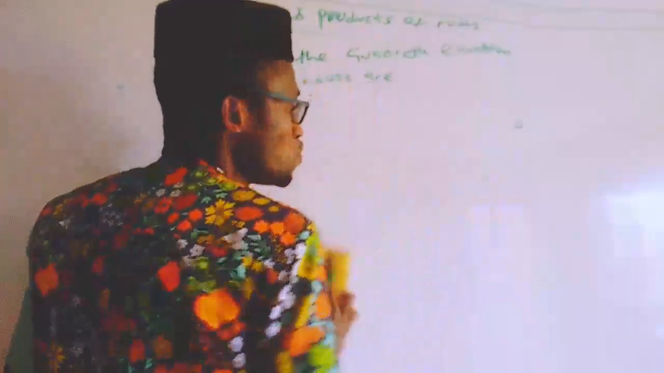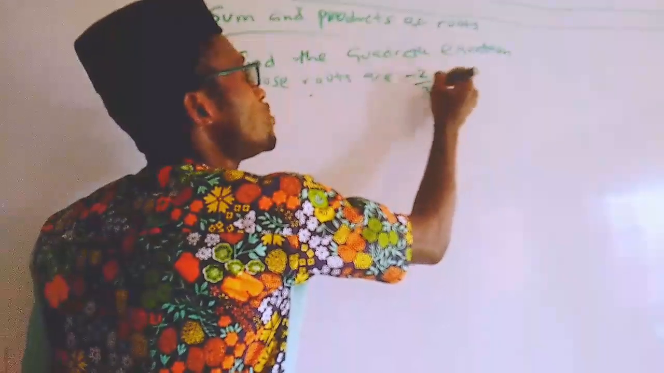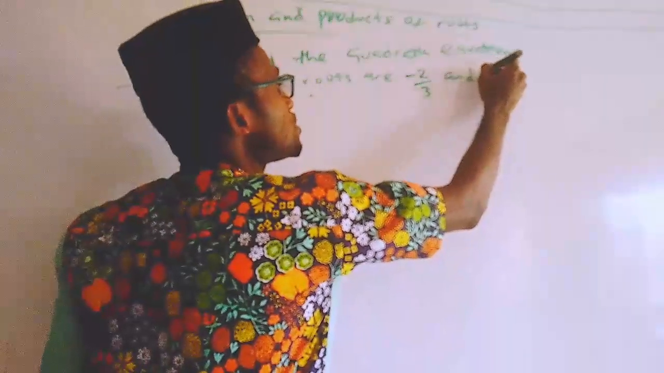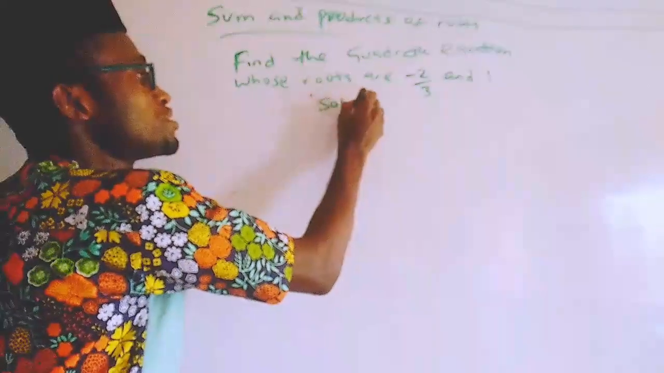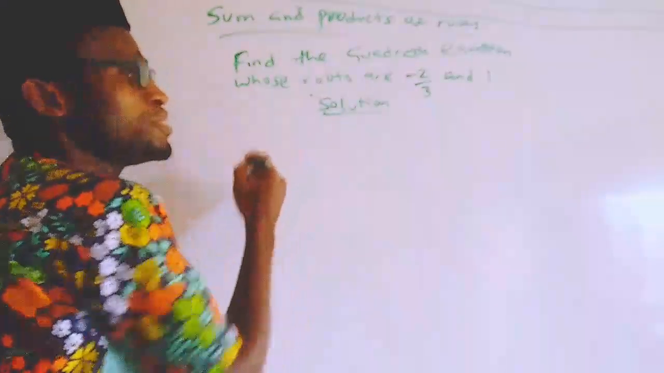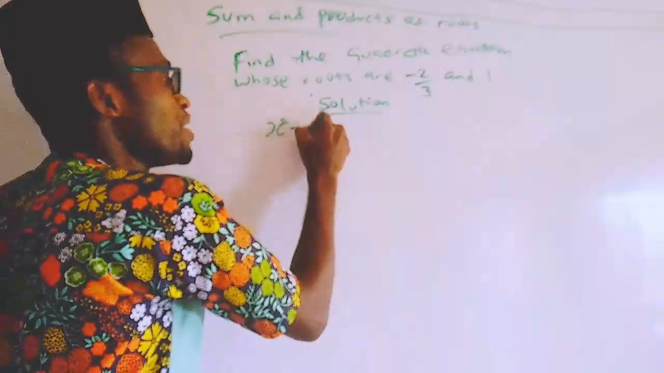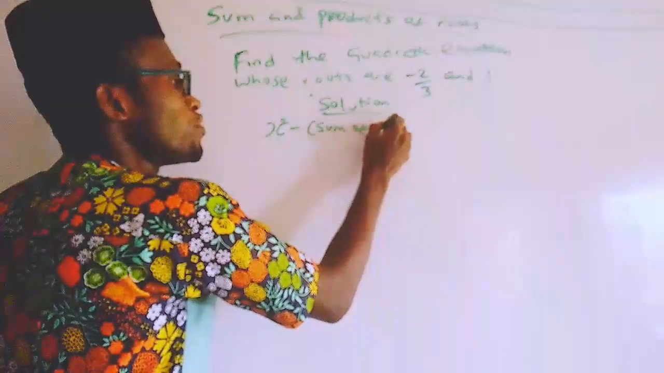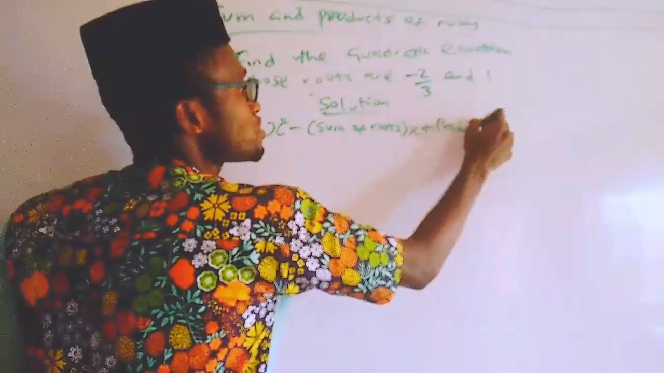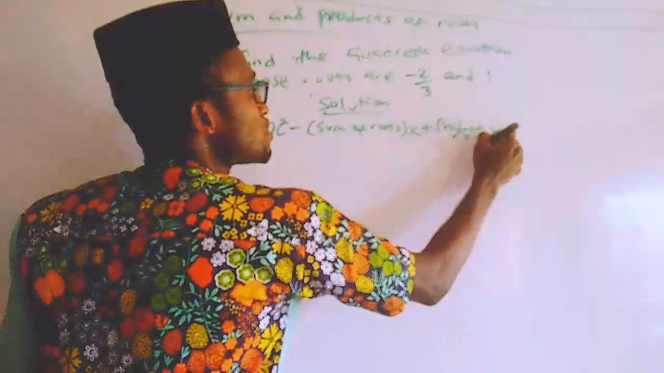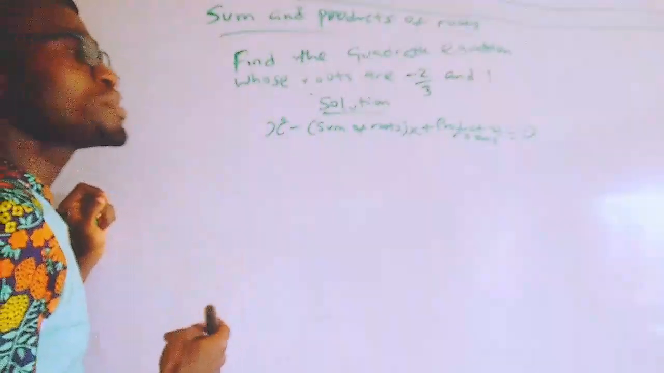Now let's say that we are given another question like this, so that we should find a quadratic equation whose roots are, let's say, -2 over 3 and 1. So the solution is going to be the same thing. The first thing I'm going to do is take the formula. So the formula is x squared minus the sum of roots x plus the product of roots equals 0.